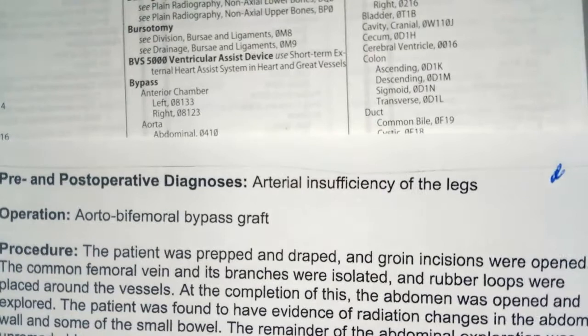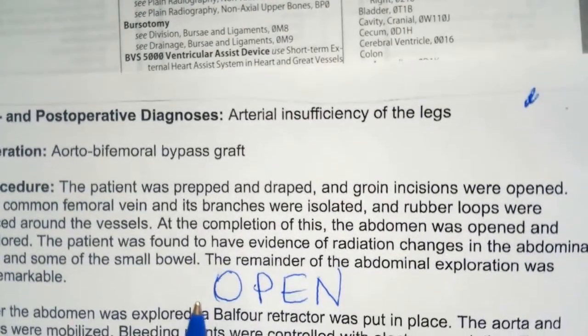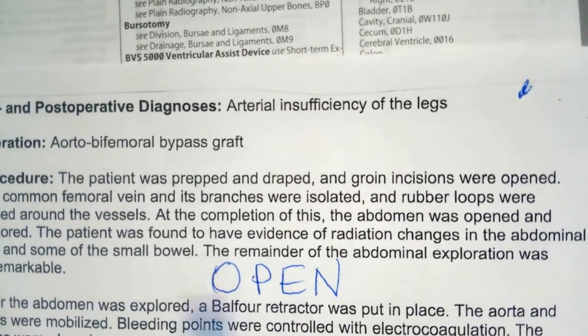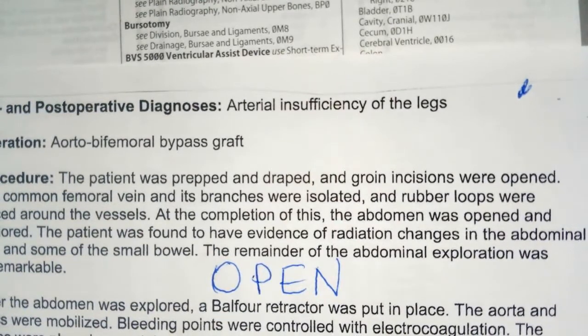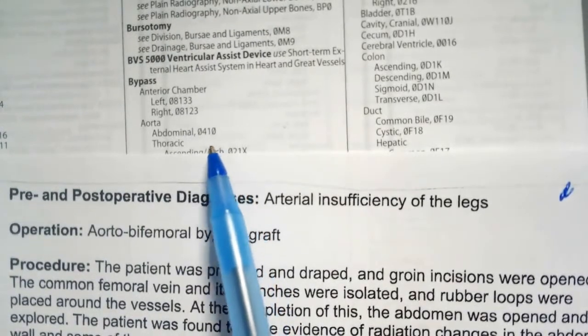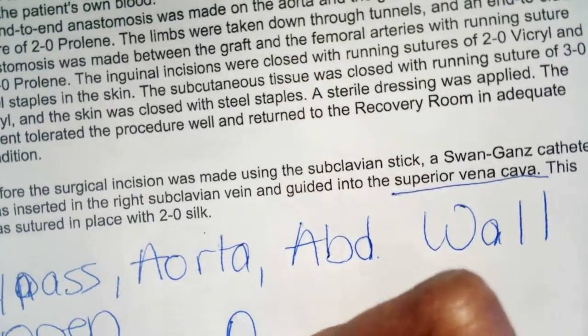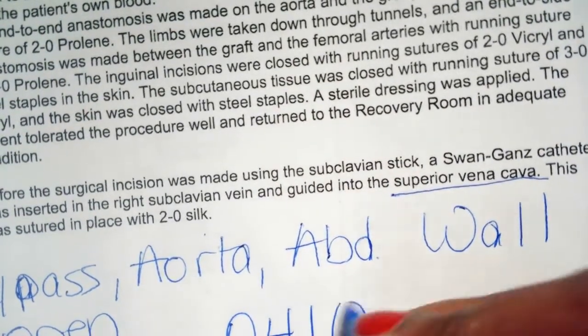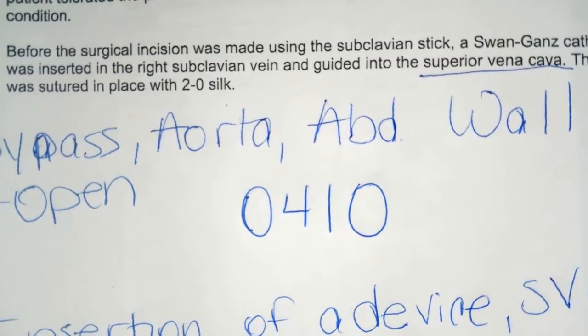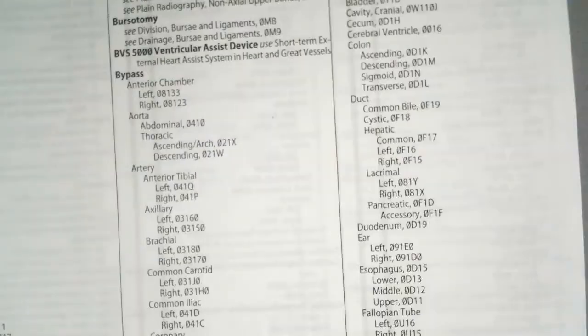Remember from the beginning how they talked about the abdomen was open, it was explored. All right. So from there, we notice that the index is giving us table 041, the body part of 0. So I'm going to write that down, 0410.